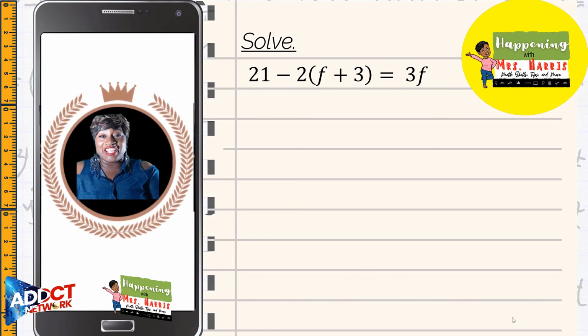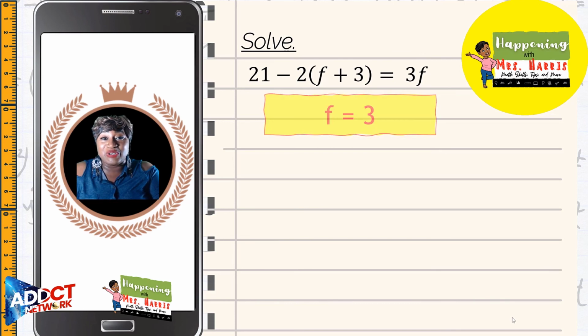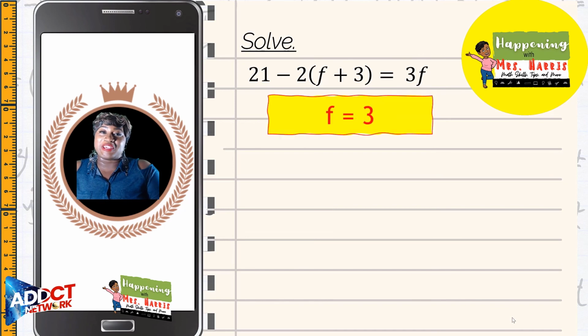All right, let's check our work. You should have been left with f equals 3. How did you do? Amazing! Now let's check your work.